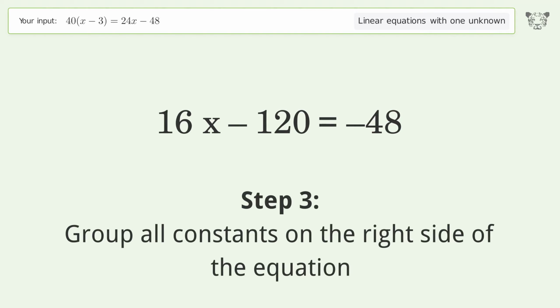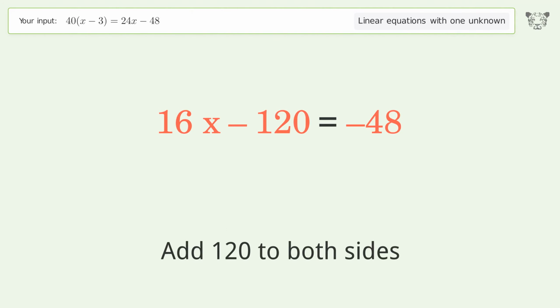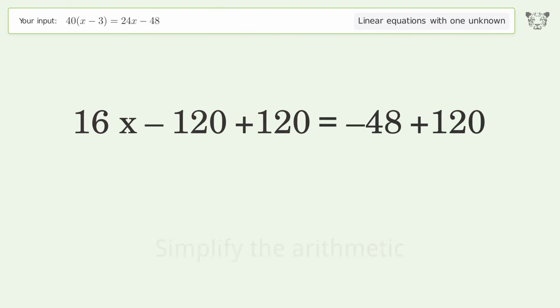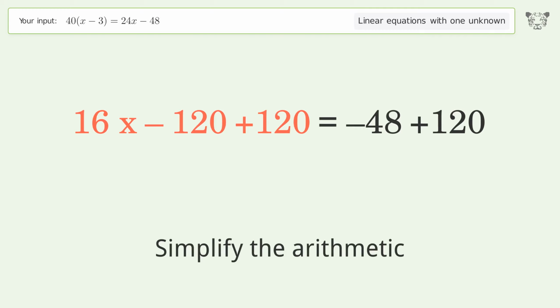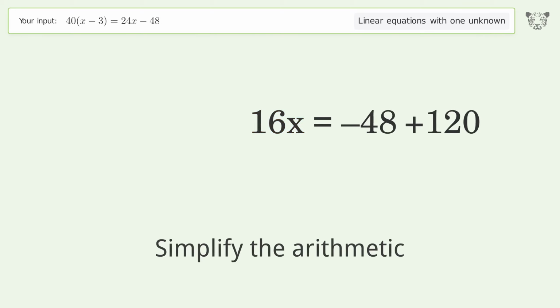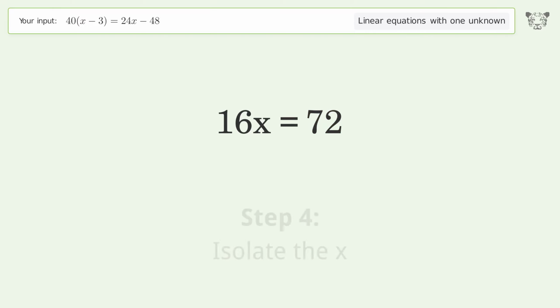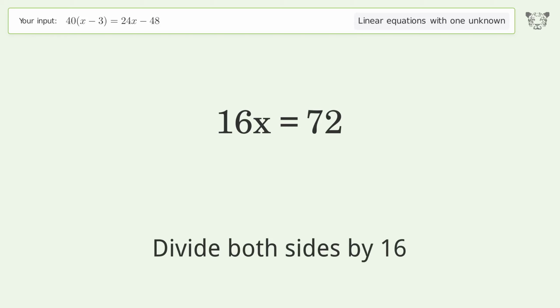Group all constants on the right side of the equation. Add 120 to both sides. Simplify the arithmetic. Isolate the x. Divide both sides by 16.